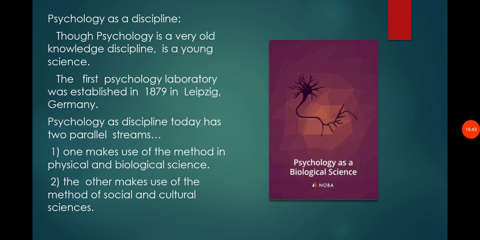Okay, so it is true that psychology is a very old knowledge discipline, but as a science, it is young. The first psychology laboratory was established in Leipzig, Germany, in the year 1879. And when this laboratory was established, psychology became a science subject. But before that, it was a part of philosophy. When the laboratory was established, psychologists were able to study different experiences, mental processes, or behaviors of people in laboratory settings. But what kind of science psychology is still remains a matter of debate.